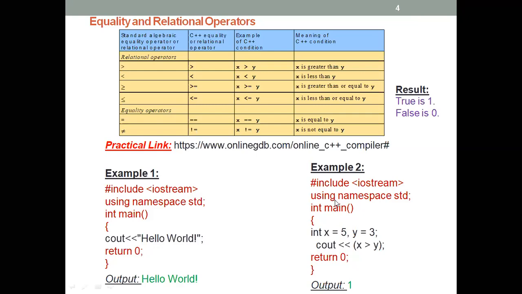Okay, how about this example? There are the equality and relational operators, and we are going to solve here now. int x = 5, y = 3. We have two values here. You have to know the declaration here. In the previous case you don't have to write anything, just hello world coming out. Here they give the values of x and y, then they ask you to check the condition. If true, the answer will be 1. If false, the answer will be 0.